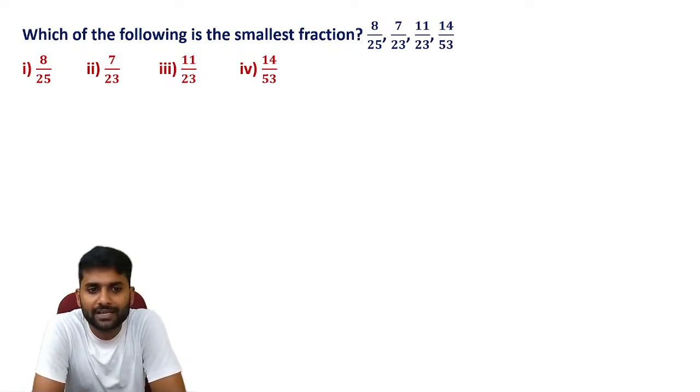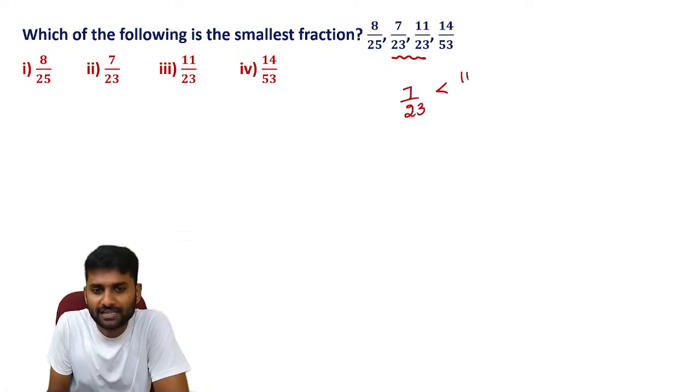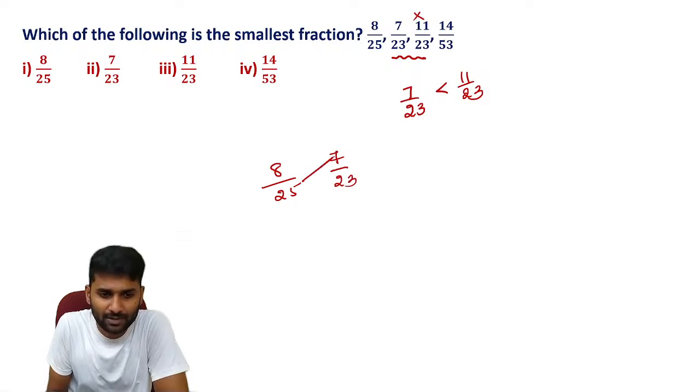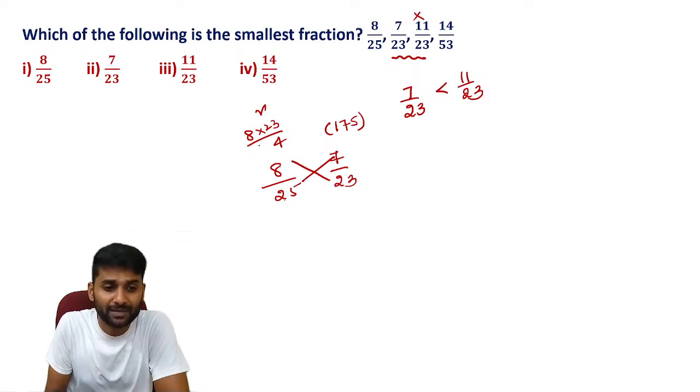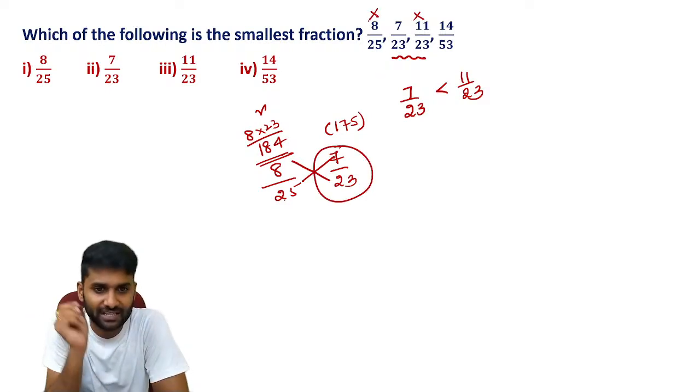Now see which of the following is the smallest fraction: 8 by 25, 7 by 23, 11 by 23 and 14 by 53. Let's find that 7 by 23 is always less than 11 by 23. So you can erase this data. Now you can compare 8 by 25, 7 by 23. Cross multiply them. 25 multiplied with 7 is exactly 175. Cross multiply them. 8 into 23: 8 threes are 24, 8 twos are 16 plus 2 is equal to 18. So definitely 7 by 23 is least when compared to 8 by 25.